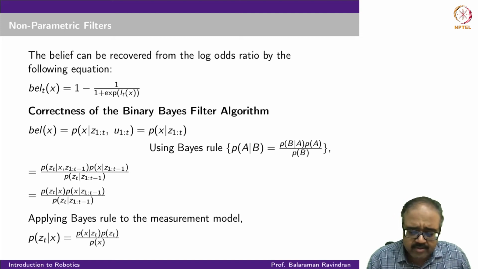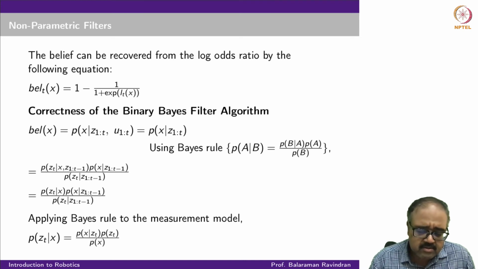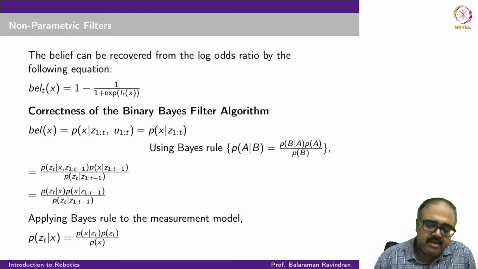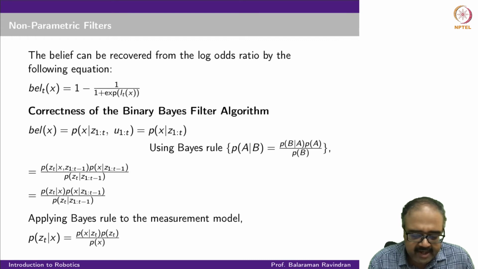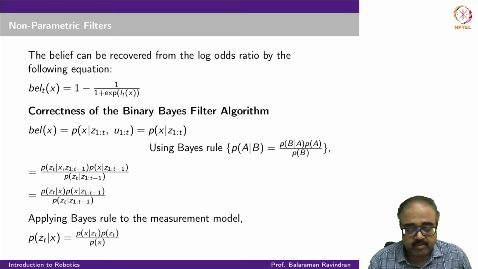So I'm going to use the Bayes rule, if you remember that. I'm going to take just zt alone. So you can think of this as the probability of x given z1 to t minus 1 comma zt. So I'm taking that as my p and moving things around. I'm going to rewrite this as the probability of zt given x and z1 to t minus 1, times the probability of x given z1 to t minus 1, divided by the probability of zt given z1 to t minus 1.